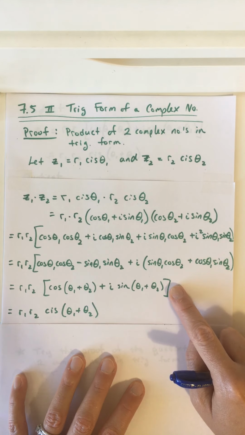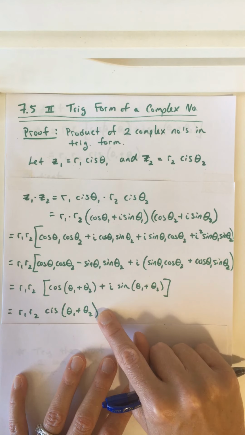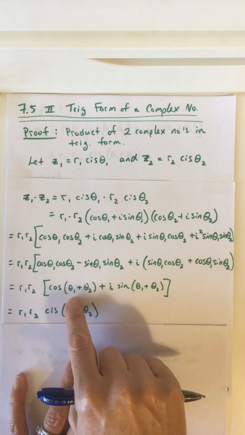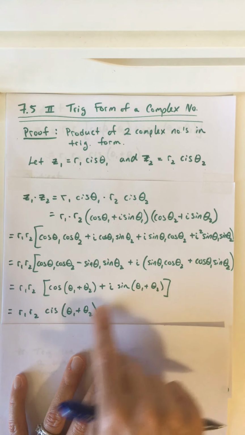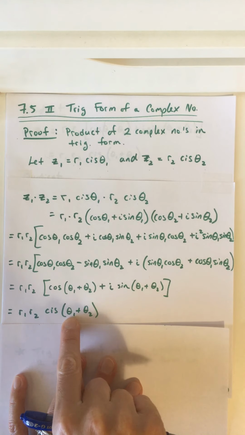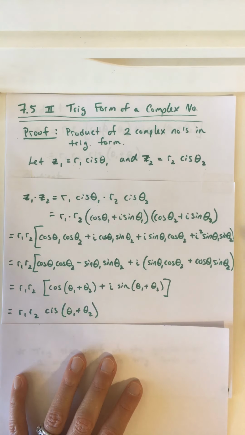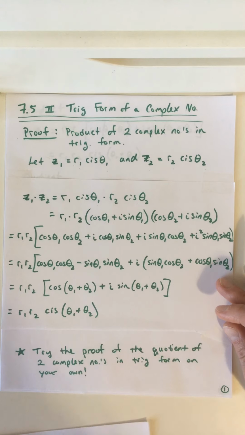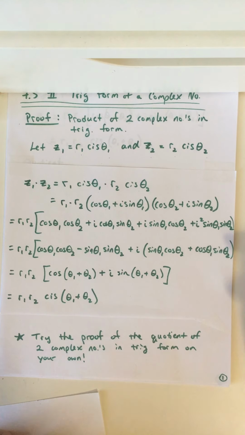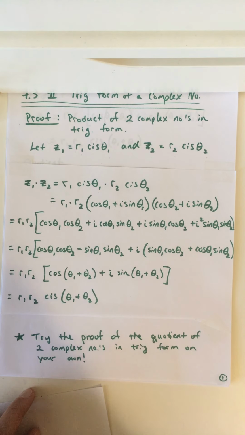This is the formula that you'll see in your textbook, and here's our simplified form. Instead of writing out cosine plus i sine, we can write cis of the first angle plus the second angle. I'm not going to show the proof, but I'd encourage you to try the proof of the quotient of two complex numbers using the same thought process that we did here.